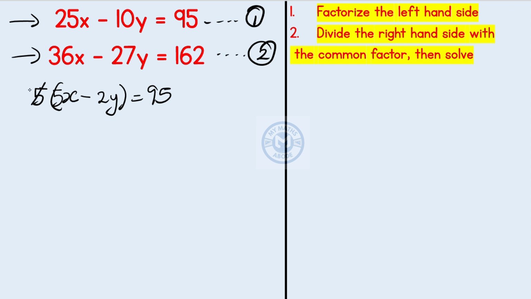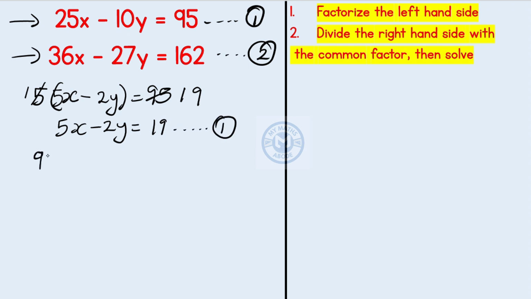So I'll divide here by 5, and here will give me 19. So my equation 1 has been reduced to x minus 2y = 19. So this is my new equation 1.